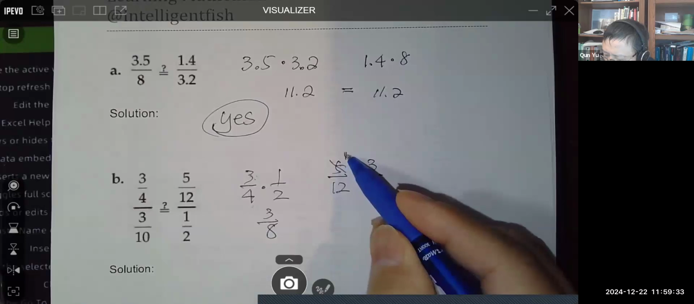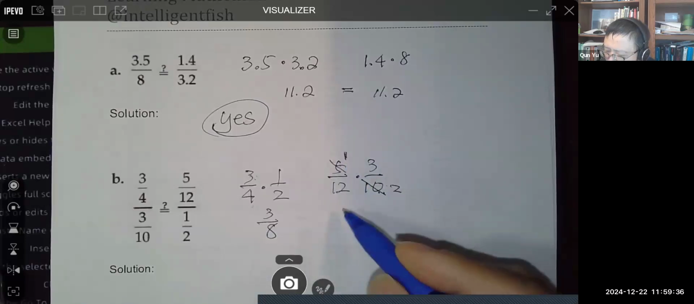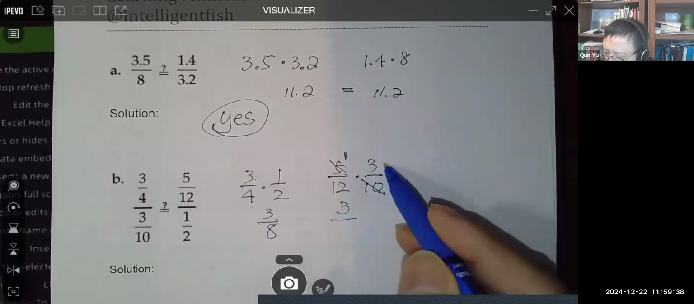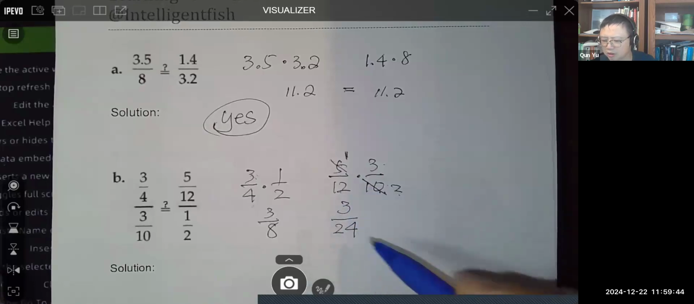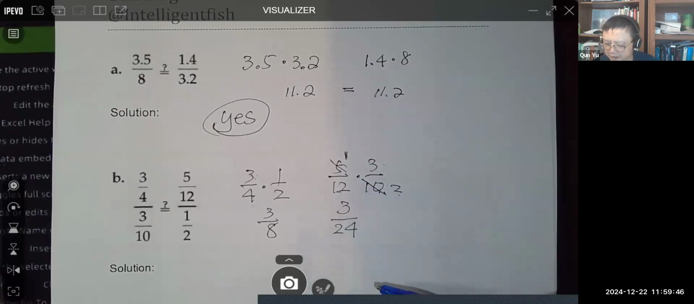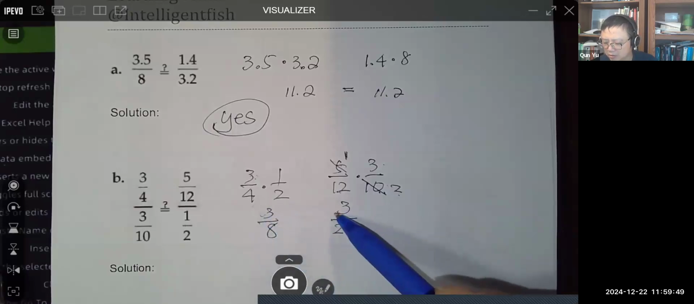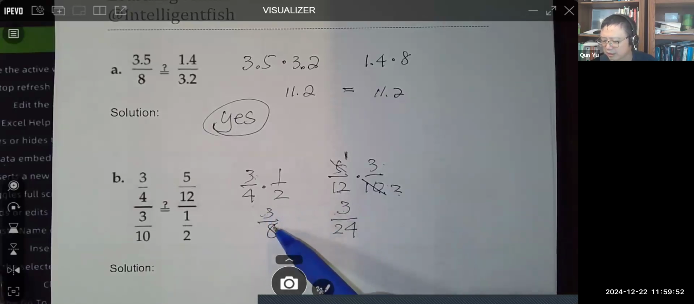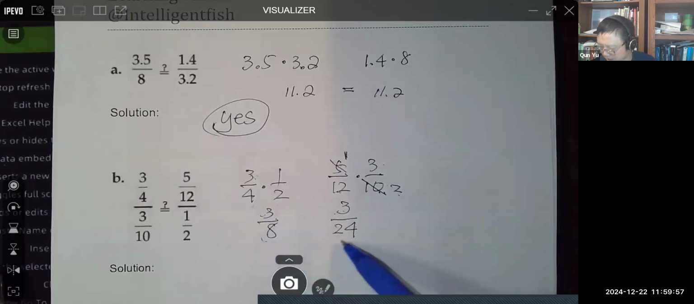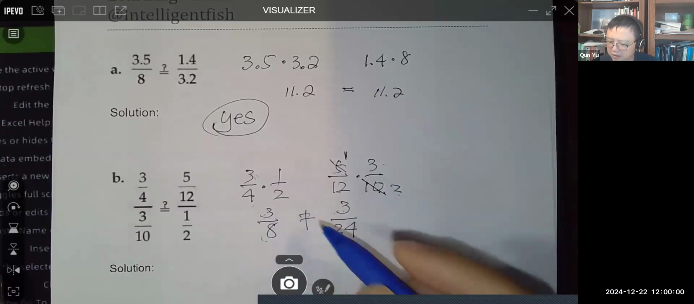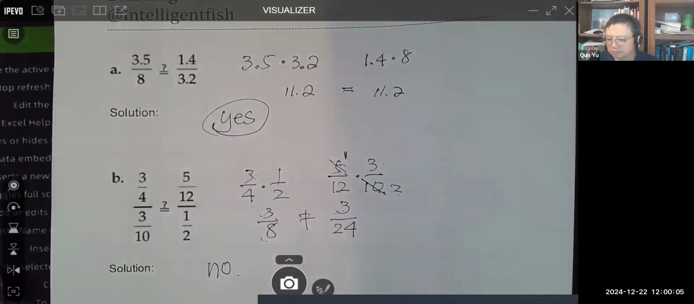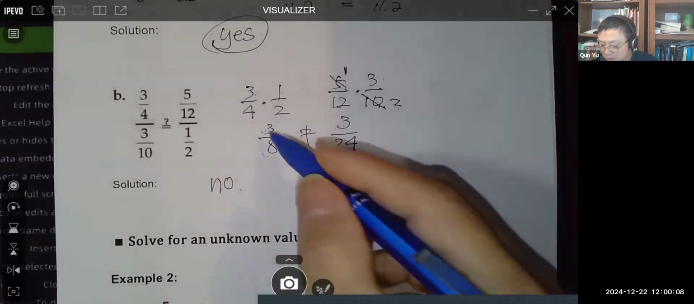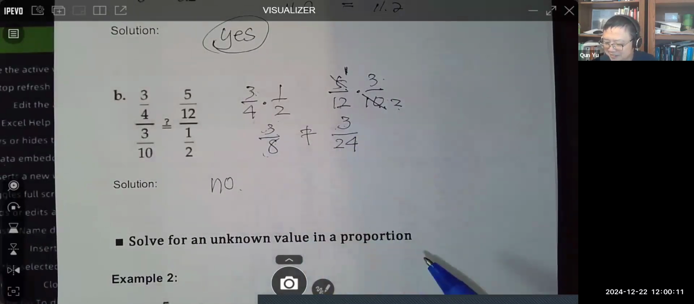Divide by 5, we get 1. Divide by 5, we get 2. Now what do we get? We get 3 on the top, 24 on the bottom, since 12 times 2 is 24. Apparently, these two are not going to be equal because the numerators are already equal. If these two fractions are equal, the denominators have to be equal too. Apparently, they are not equal. So the answer is no. It's not a proportion. You can even do cross multiplication to see if they are equal or not.